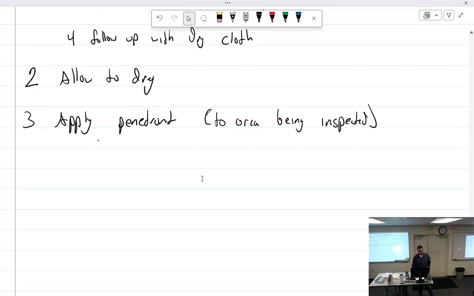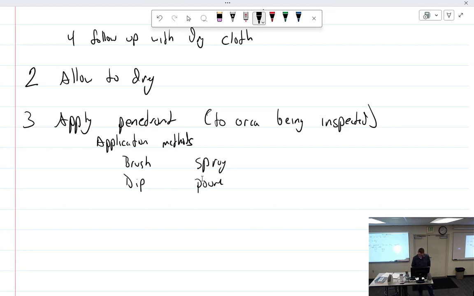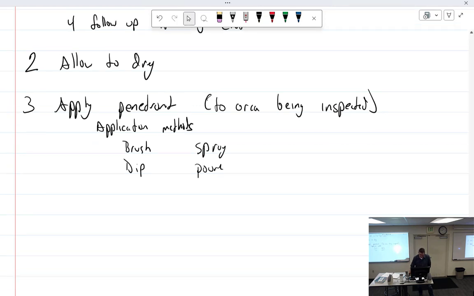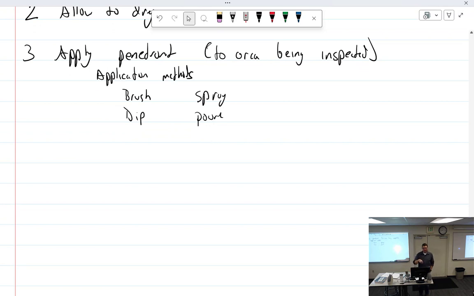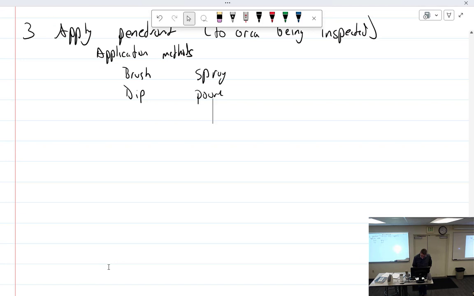All right, so how can we apply it? We can brush it on, dip it, spray it, or pour it. Brush, dip, spray. I thought there was a fifth one, but I can't think of it. What other ways are there to apply it? What comes next? Put the penetrant on, now what?